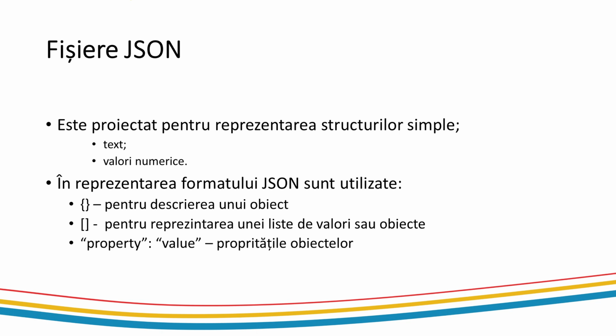Exactly. And inside objects, you have key value pairs like property, value. Keys are always strings in double quotes, then a colon, then the value. The value can be a string, number, true, false. Or another object or an array.